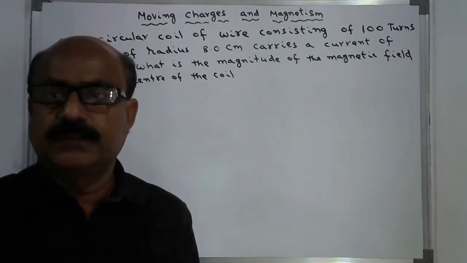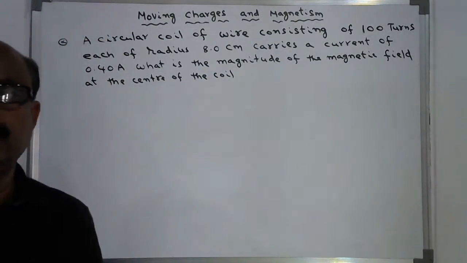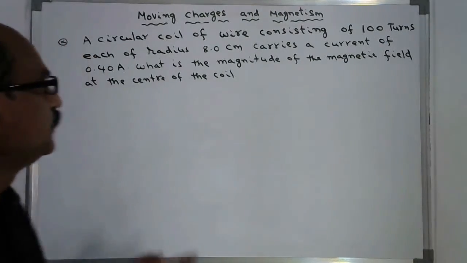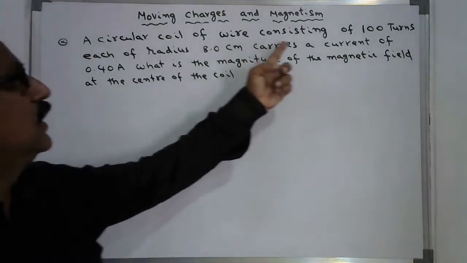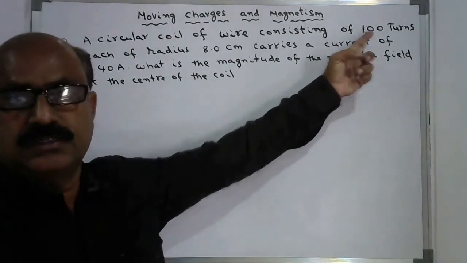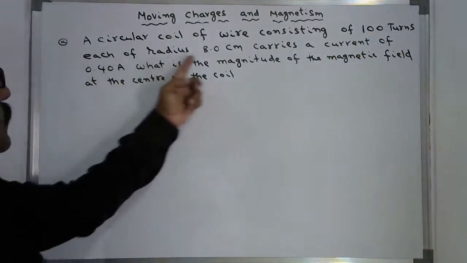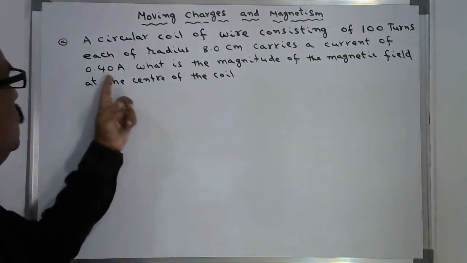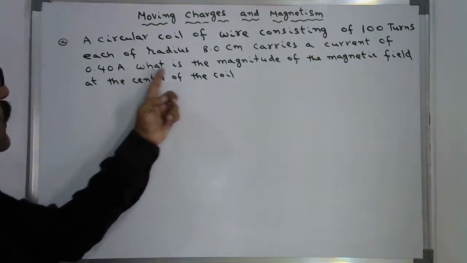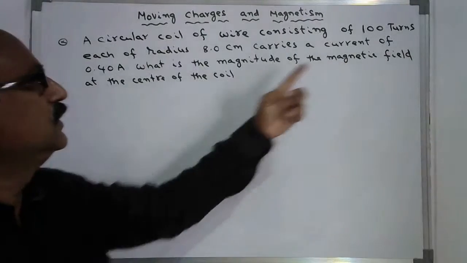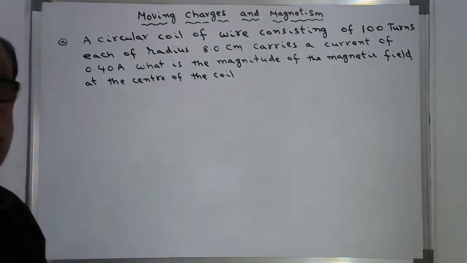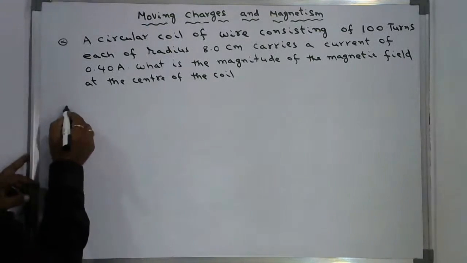Now let us solve some problems based on this current carrying coil. A circular coil of wire consisting of 100 turns, each of radius 8 centimeters, carries a current of 0.4 amperes. What is the magnitude of the magnetic field at the center of the coil? So now let us observe this.